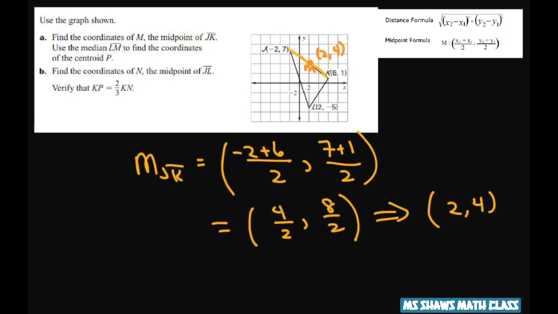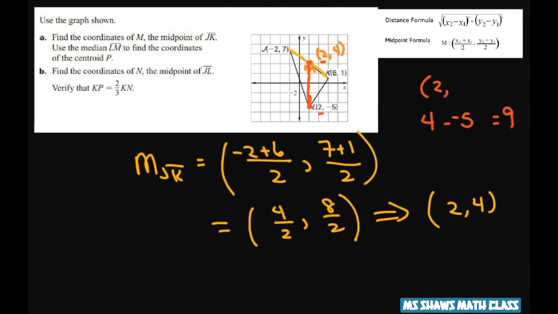All right, the median is LM, so that's from here to there. So to find the coordinates of the centroid, I already know my x is 2 because this is a vertical line. So my x's are 2. It's on that same line. And to find the distance of the y's, you're simply going to subtract the two numbers. So you're going to do 4 minus a -5, and that equals 9.